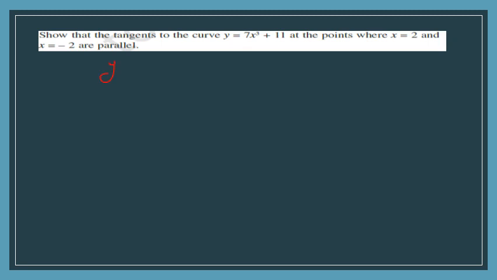So what is our curve? y is equal to 7x cube plus 11. What is the slope of the tangent? dy by dx is equal to 21x squared. Now, dy by dx at x is equal to 2. What is it? 21 into 2 squared. So, 21 into 4. 21 into 4 is what? 84.